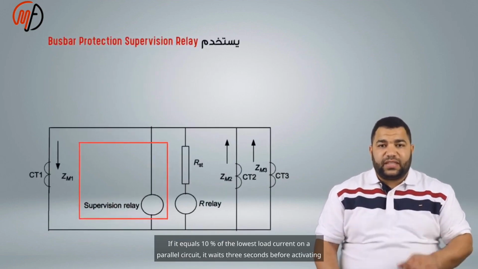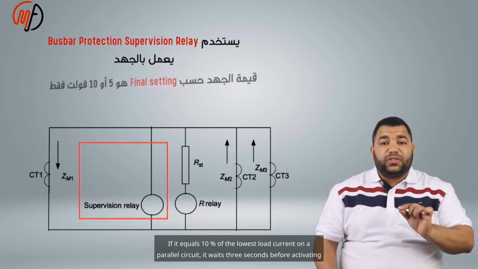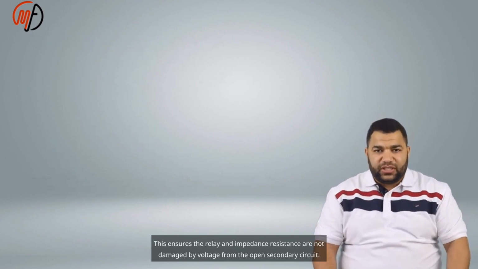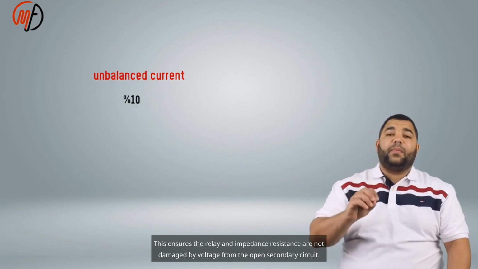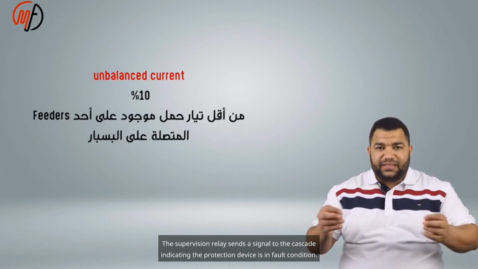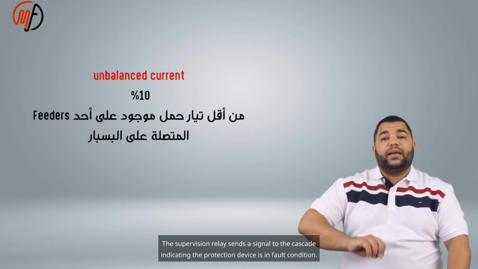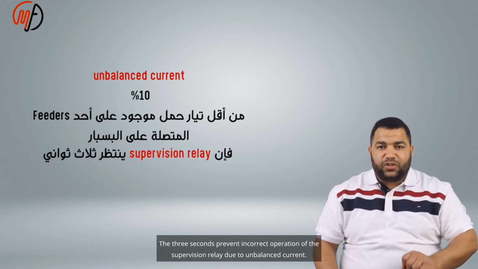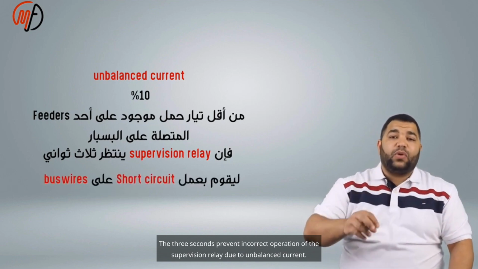If it equals 10% of the lowest load current on a parallel circuit, it waits 3 seconds before activating. This ensures the relay and impedance resistance are not damaged by voltage from the open secondary circuit. The supervision relay sends a signal to the cascade indicating the protection device is in fault condition. The 3 seconds prevent incorrect operation of the supervision relay due to unbalanced current.